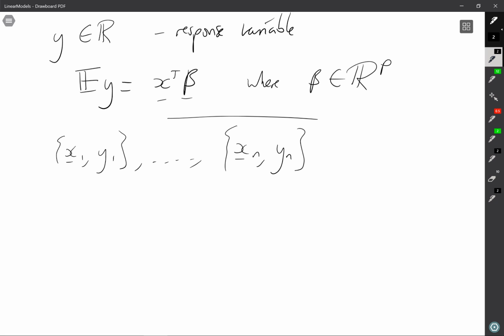So let's start by assuming we have n observations. The observations come in pairs of the independent variable x and the response variable y. So we get x1 and y1, x2 and y2, up to xn and yn. Now the notation we'll use is that we're going to write our linear model in the form y is x beta plus an error term epsilon.